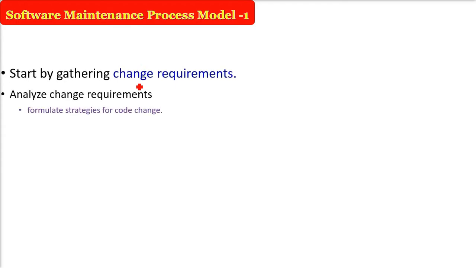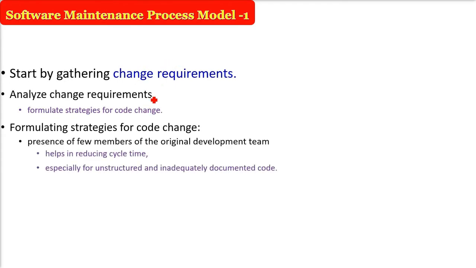So first we will start with the change requirements gathering. We have to analyze the change requirement, that is how to change the code. You have to formulate these strategies. You cannot just go to the code and change it. And see, if the original development team member is present, it will reduce the working time, especially when the code is very unstructured and you don't have the documentation properly.